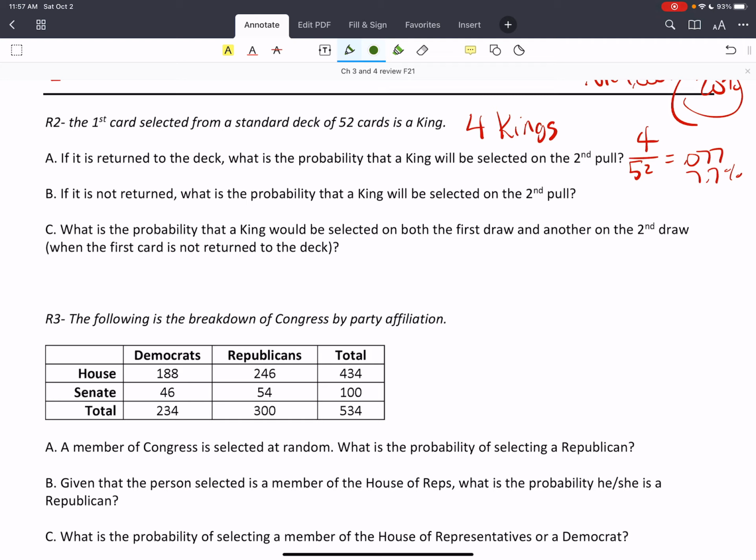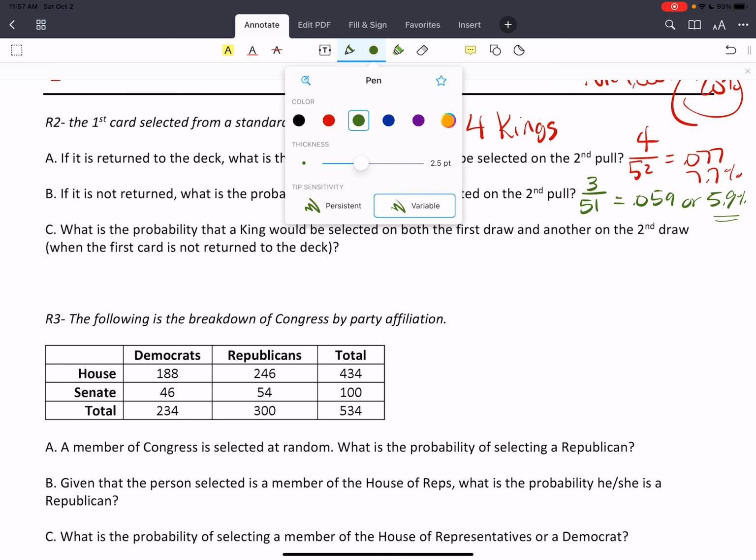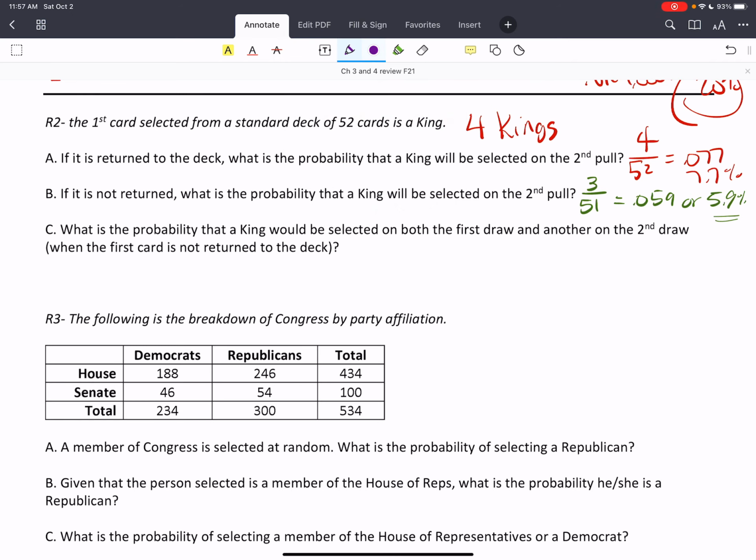If the king is not returned, what's the probability that a king would be selected on the second pull? Well, that means there's only 3 kings remaining in the deck out of a total of 51 cards. And so that's 0.059 or 5.9% chance. Okay, and then the last part of this question, what's the probability that a king would be selected on both the first draw and another on the second draw?